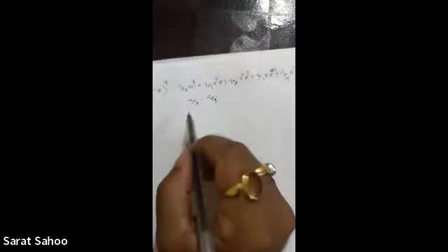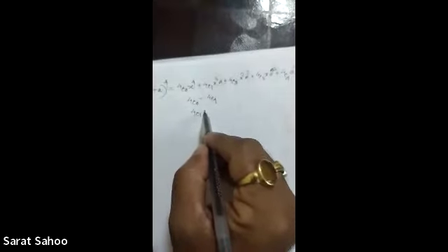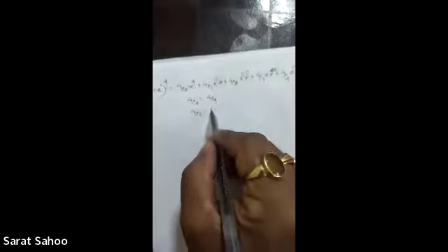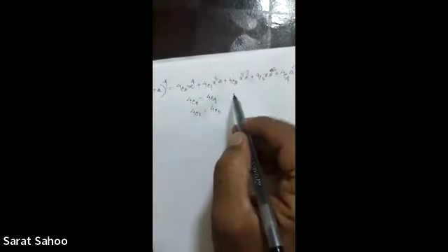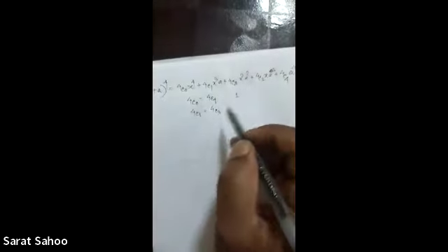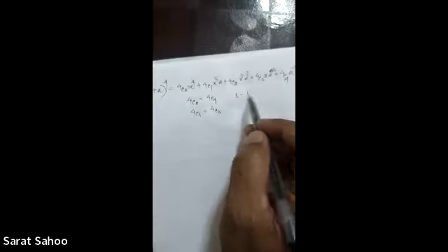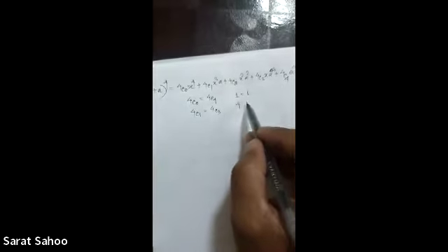So the coefficient of the second term from the beginning is 4C1. The coefficient of the second term from the end is 4C3. 4C1 is equal to 4C3. Clear? 4C0 is equal to 1. 4C4 is equal to 1. 4C1 is equal to 4. 4C3 is equal to 4. Karishma, did you understand? Write in the chat box. Is it clear?